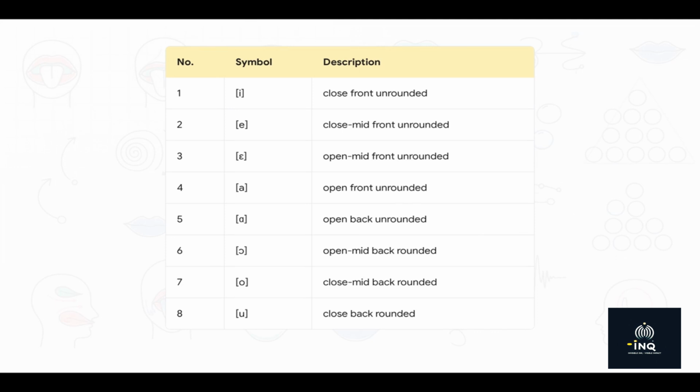So take a look at number 1, the symbol I. Its coordinates are close, front, and unrounded. Now jump down to number 8, U. Its coordinates are close and back, but notice the lip position is rounded. As you scan down this list, you'll see a really cool pattern. The front vowels are all unrounded, but most of the back vowels are rounded. This is actually a super common tendency across the world's languages.